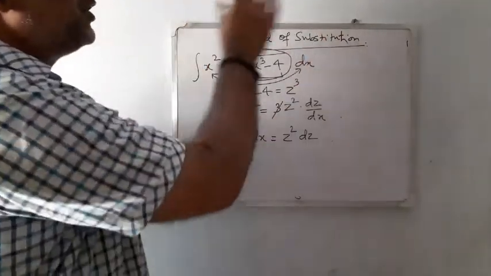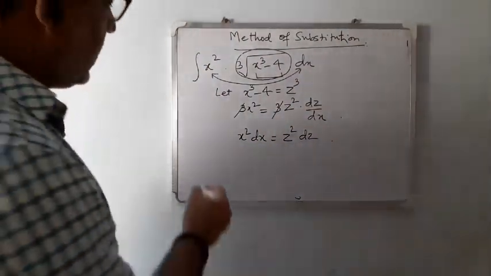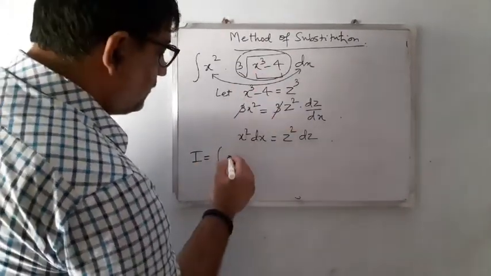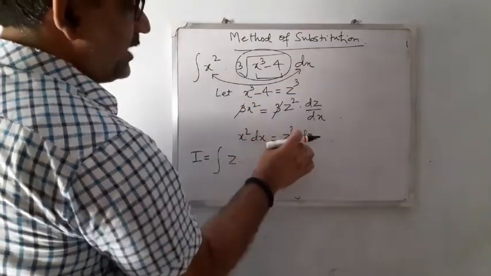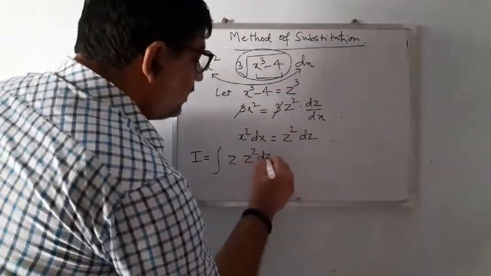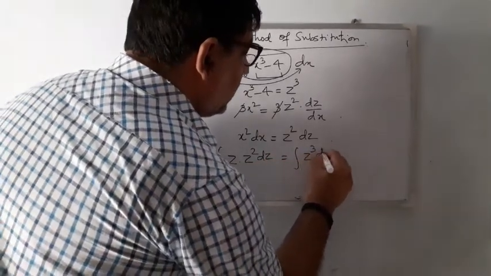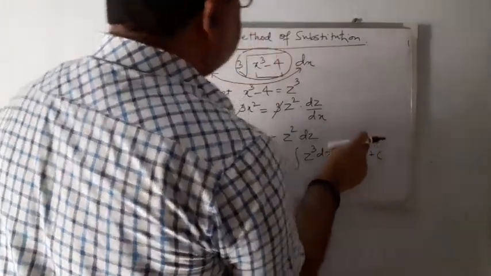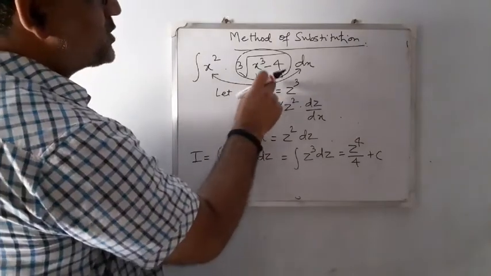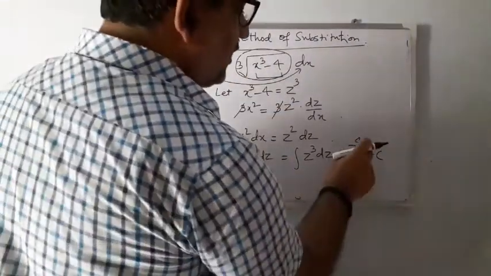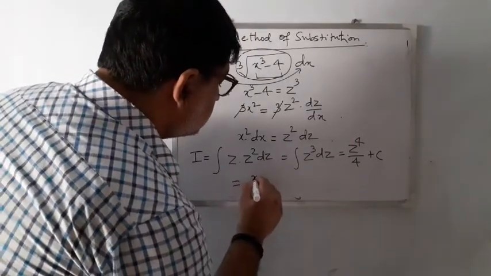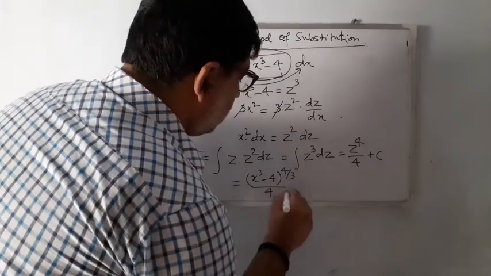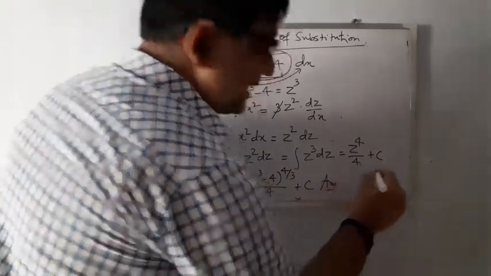So the whole integration you can write in terms of z as I = integral of z into, for x square dx you can write z square dz, that is integral z cube dz, and further you will get z power 4 by 4 plus c. The value of z, if you calculate it, is (x cube - 4) power 1/3. So that power 1/3 should be written here, and you will get (x cube - 4) power 4/3 divided by 4, and then plus c. So this will be your answer.